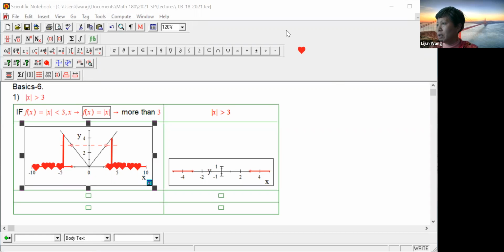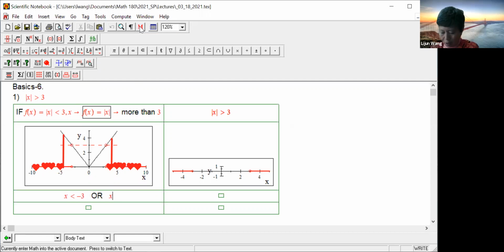I'm going to clear that. Okay, so now let me give you the correct mathematical form. For this piece, less than -3, we're going to write it as x less than -3, or x is larger than 3. Okay, and of course we can write down the words.